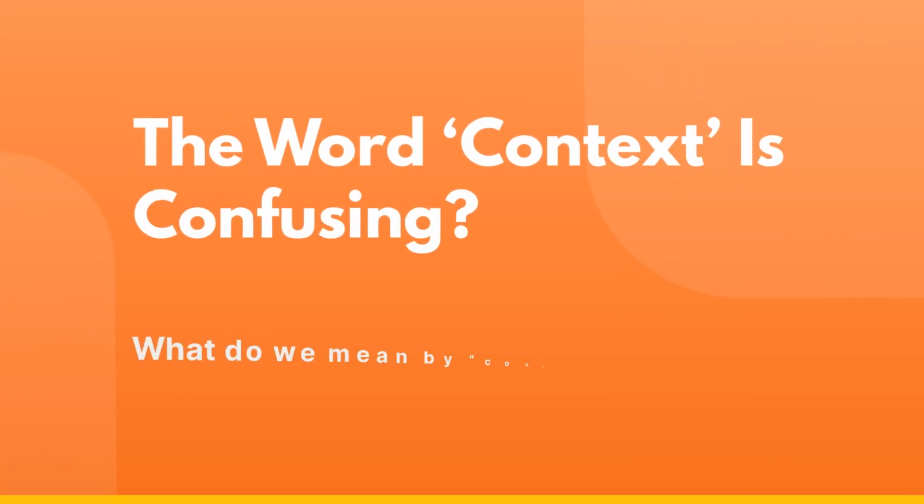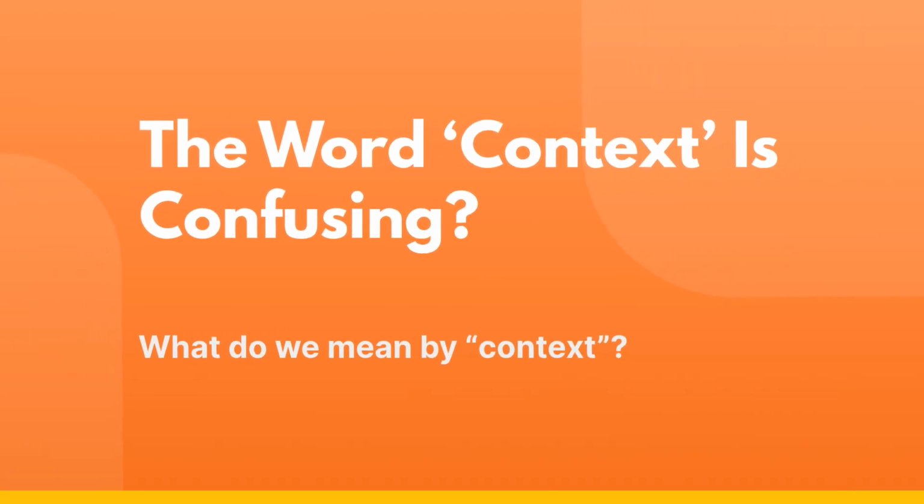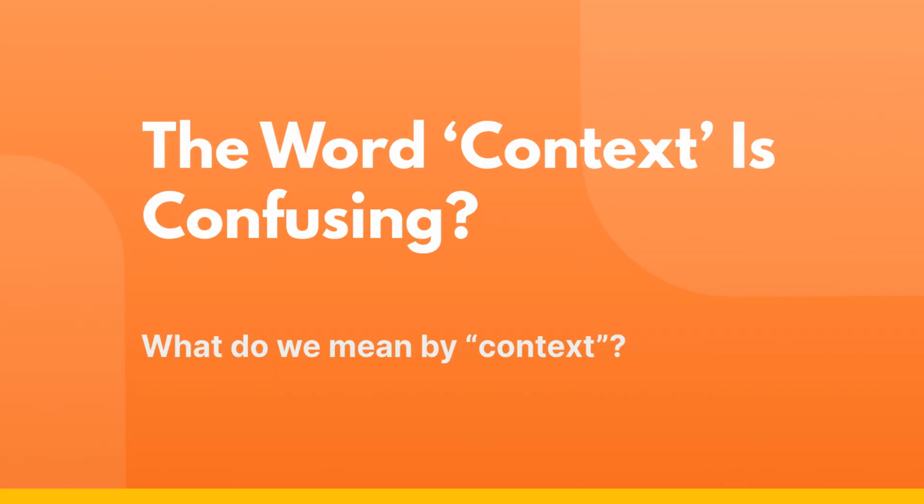People say context all the time, but they often mean very different things. In MCP, context is a collection of managed resources: files, memory, state, and environment. Each type is handled differently.